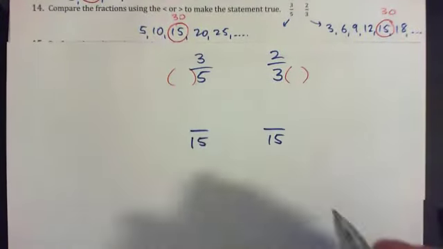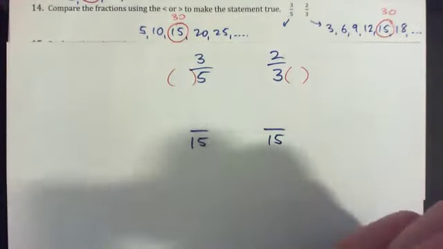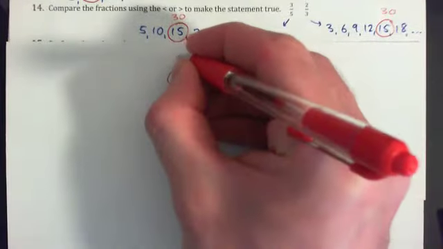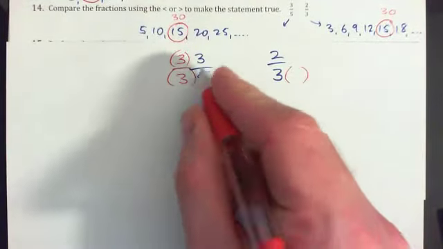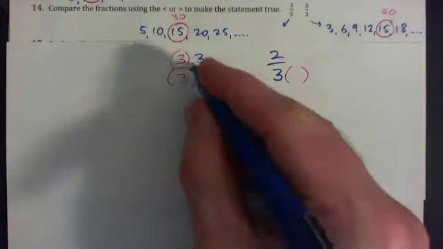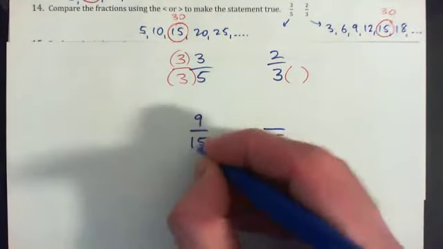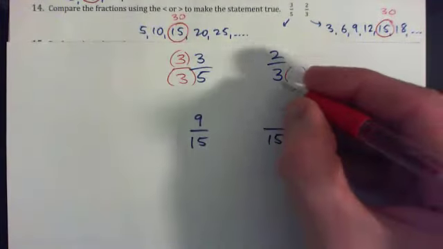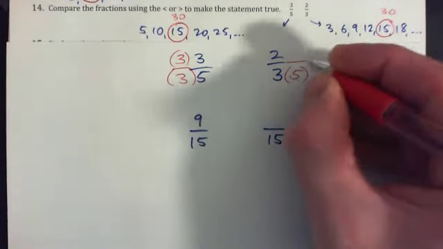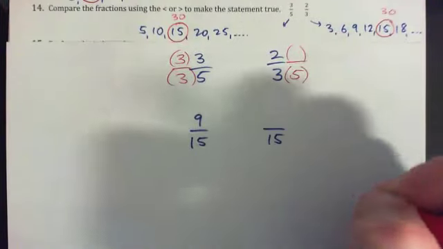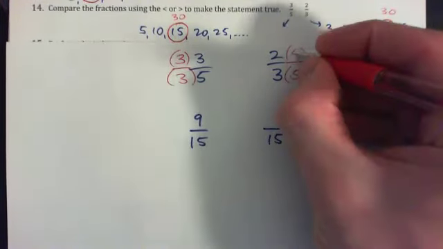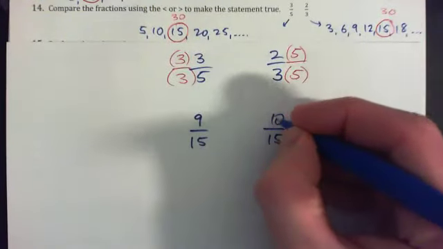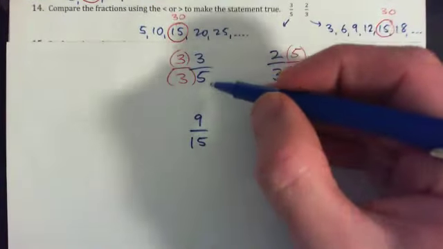Okay. What times 5 gives 15? 3 times 5 gives 15, right? And if you multiply the bottom by 3, you must multiply the top by 3. So you get 3 times 3 is 9, 3 times 5, 15, right? How about this one? 3 times what gives 15? 3 times 5, right? And if you multiply the bottom by 5, you must also multiply the top by 5. So 2 times 5 is 10. Okay, so the 3/5 becomes 9/15.